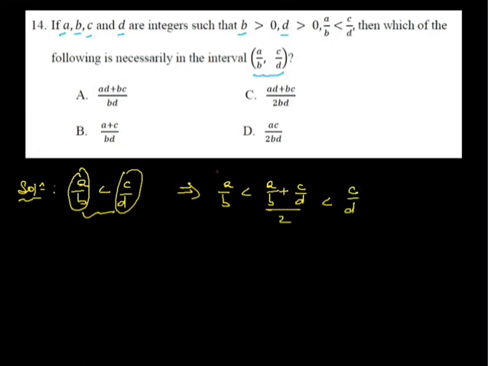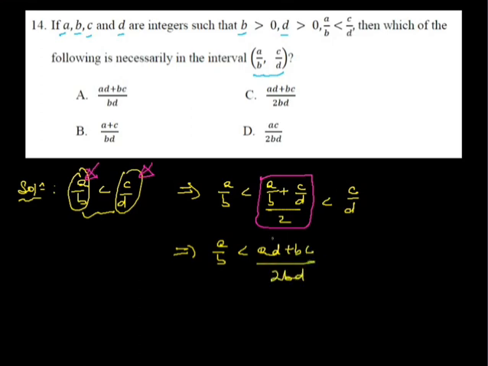እዚች ጋር በደንብ እንድታዩ የምፈልገው this number is the average of the smaller one and the bigger one. ሁሌም ምን እናውቃለን? average of two different numbers between the smaller and the bigger number እንዳለ እናውቃለን። ይሄንን ካወቅን ይሄ ምን ይሆናል ማለት ነው? a over b is less than (ad plus bc) over 2bd. Okay ይሄ simplify ሲደረግ ይሄን ይሰጠናል። This is less than c over d.